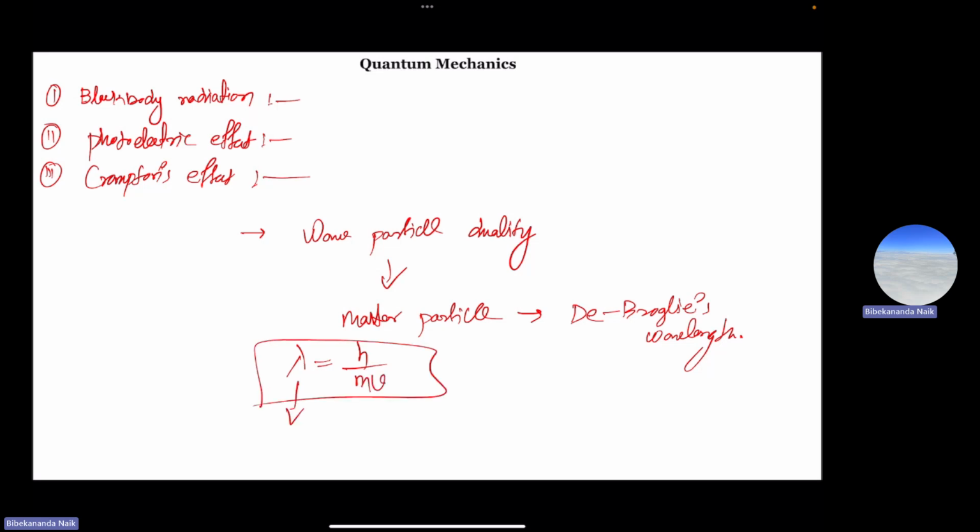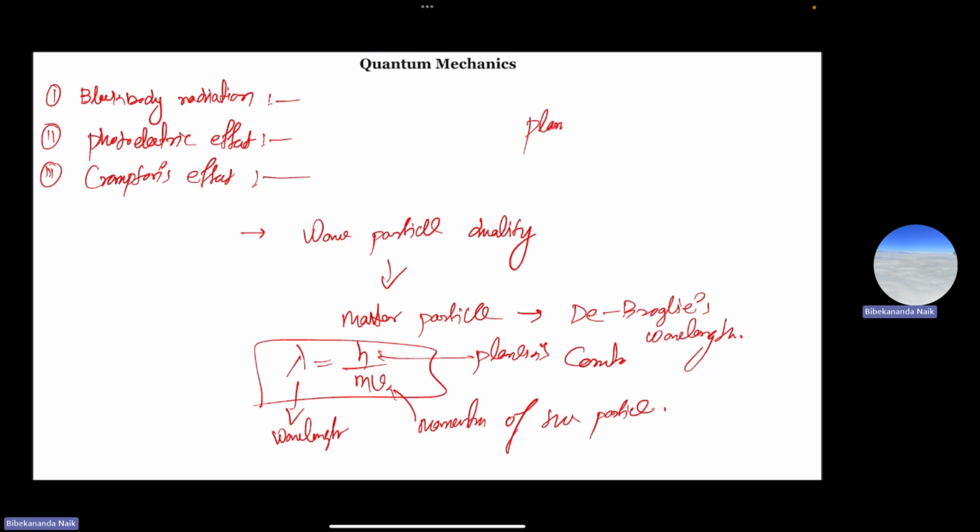So this is the wavelength, then this is Planck's constant, and this is the velocity or the momentum, we can say, of the particle. So this was about de Broglie's wavelength.